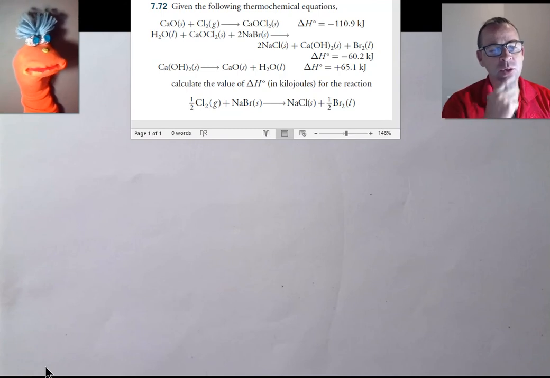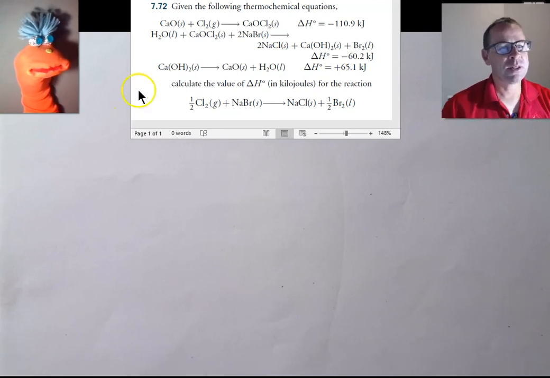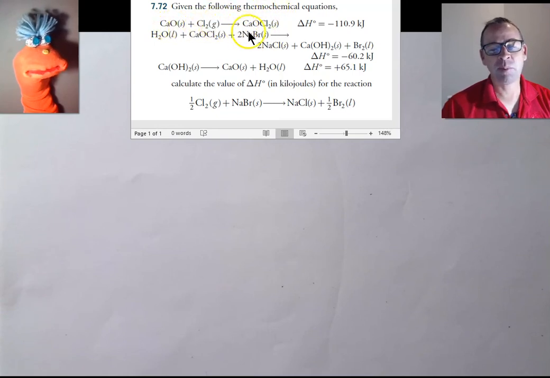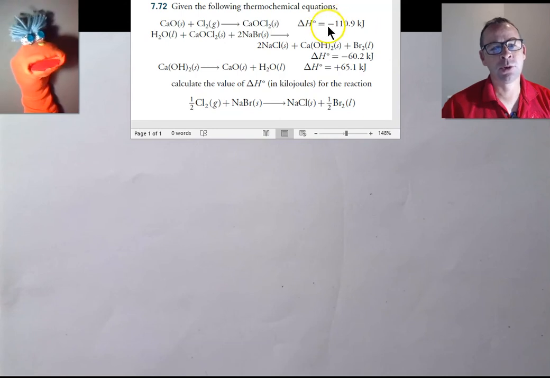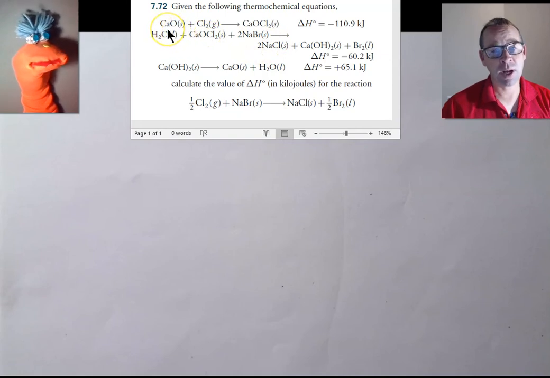All right. Okay. So, what does it mean there that this business here, CaO, calcium oxide plus chlorine gas, producing this compound here? What does this delta H mean? Well, that delta H means how much energy, because there's a negative sign, how much energy is released from that process? Heat energy. Yeah, that's right. How much heat energy is released from that process?